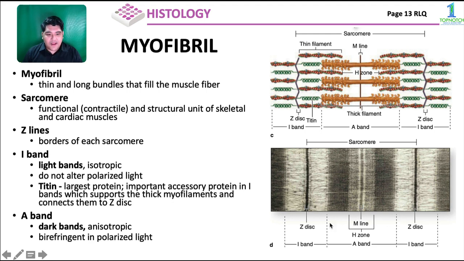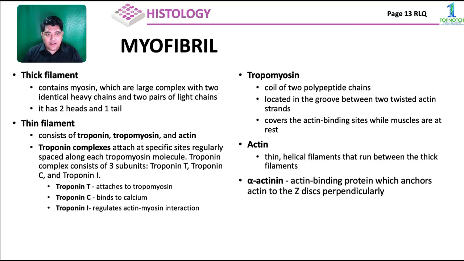Your A bands are your dark bands. They are anisotropic, which is why they are called A bands, birefringent in polarized light. So this is just a review from physiology, all right? And then you have your myofibril, with your thick filament and your thin filament. Your thick filament contains your myosin, a large complex with two identical heavy chains and two pairs of light chains. Two heads, one tail.